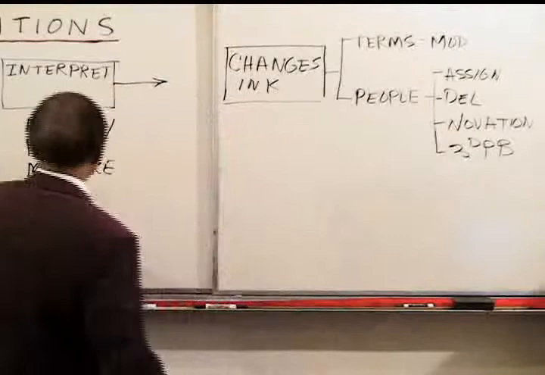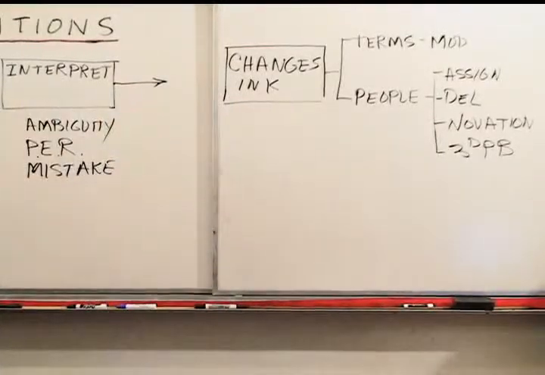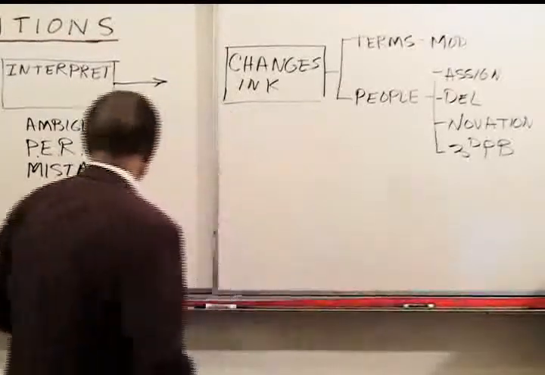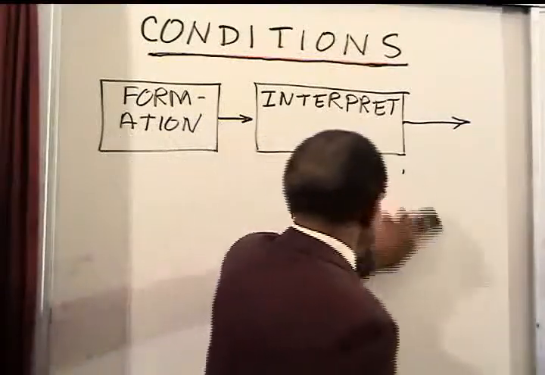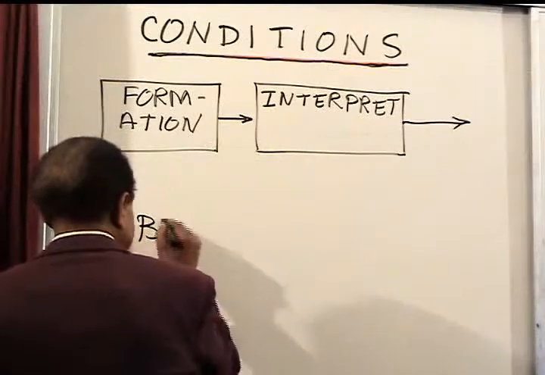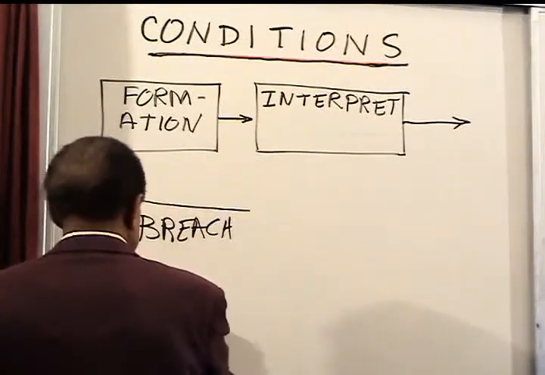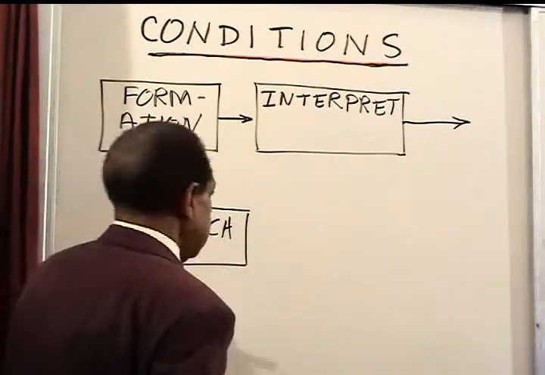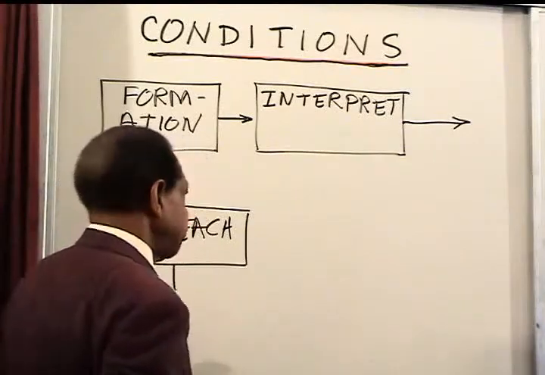So far we have formed the contract, we've interpreted the terms, we've made changes, if any, and from there we come to the next step, which is a possible breach of contract. I'm going to erase this just to make room on the board here because we don't need it right now. So the breach. How do you decide if a contract is breached? We'll talk about that in just a second.